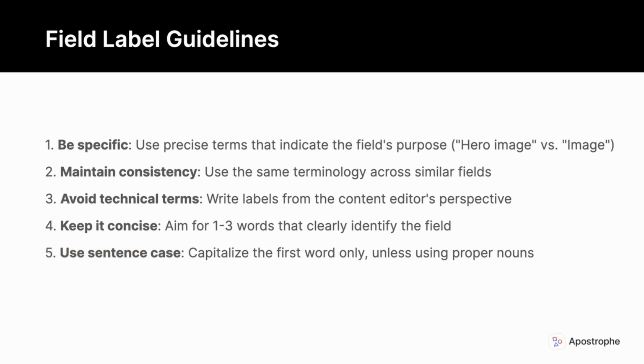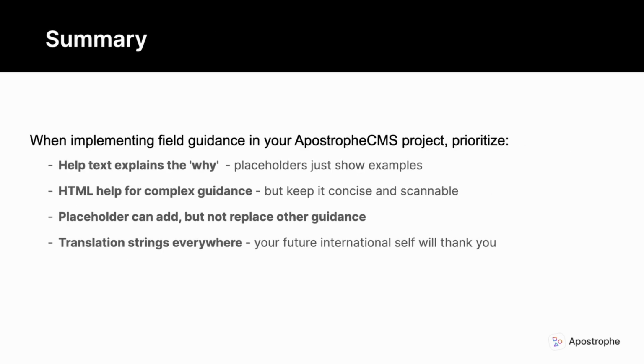Looking at how all these improvements work together from the editor's perspective, each field provides just enough guidance without overwhelming the interface. The editor knows exactly what's expected and why it matters. Here are the essential takeaways for creating helpful field guidance. Help text explains the why. HTML help is used for complex guidance, but keep it scannable. Placeholders can supplement, but never replace proper labels and help text. And we touched on it briefly at the beginning, but in general, it's a good idea to use translation strings.